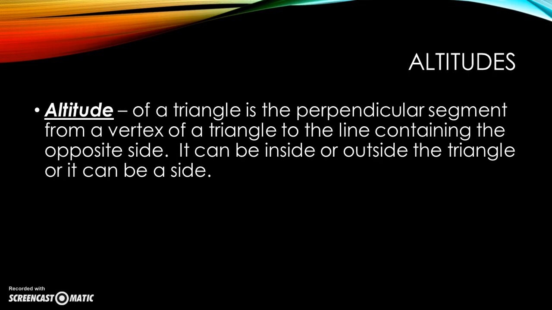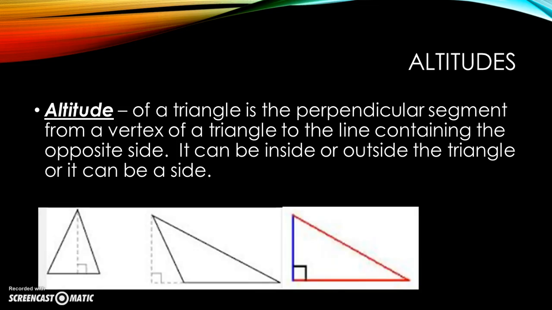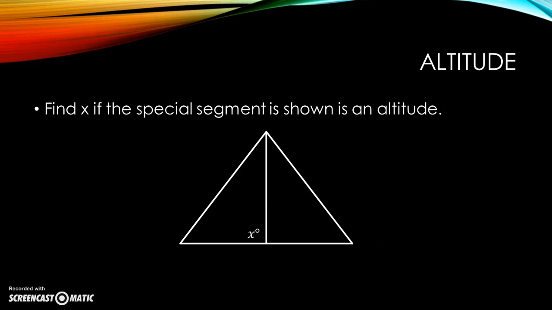An altitude goes from the vertex and is perpendicular to the opposite side, meaning it creates a right angle. In an acute triangle, it's inside of the triangle. On an obtuse triangle, it's more often than not outside of the triangle. And on a right triangle, it's part of the triangle. So the idea with an altitude is perpendicular, meaning it's 90 degrees.